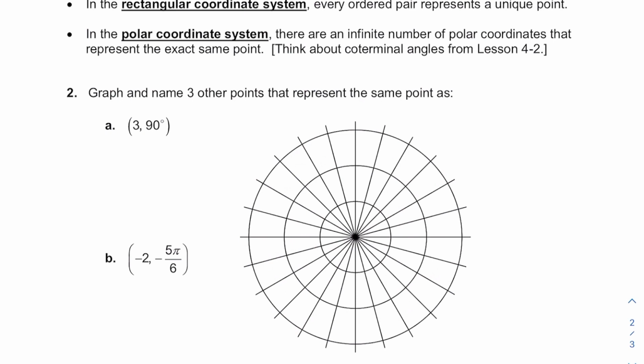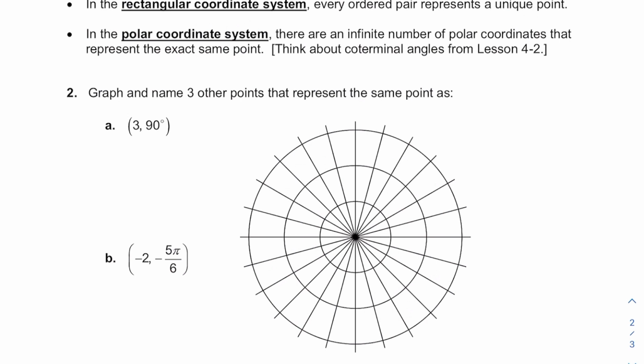In the rectangular coordinate system, what we've seen so far is that every ordered pair represents a unique point. So the dot that goes with the point (-5, -7.3) is the only dot, and that's the only way to describe that dot using rectangular coordinates. But in the polar coordinate system, there's actually an infinite number of polar coordinates that represent the same point because we have this idea of coterminal angles that we learned back when we did our trigonometry unit.